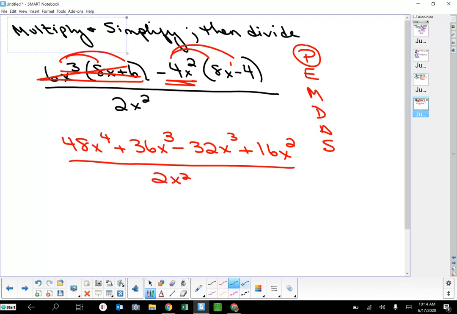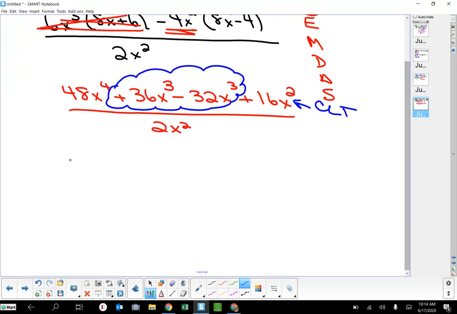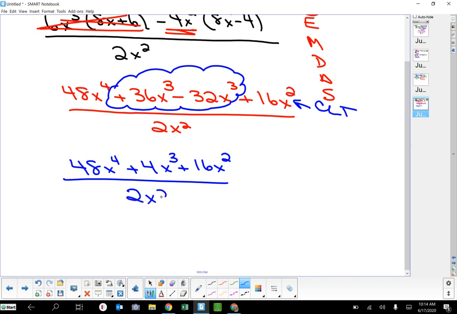Well, now my next step would be to combine like terms on the top. And I do have two that I can combine. They would be those. So this now gives me 48x to the 4th. 36 minus 32 is plus 4x cubed. Remember, you keep your variables the same. Plus 16x squared, all divided by 2x squared.